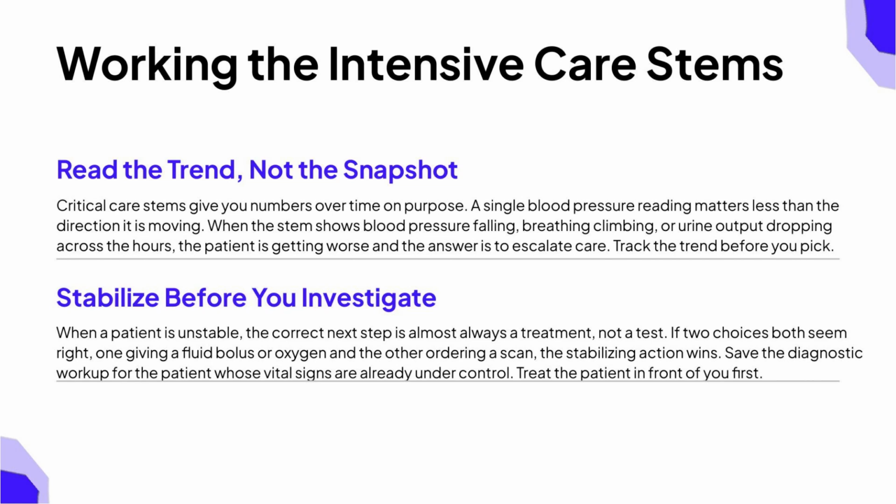When the stem shows the blood pressure falling, the breathing rate climbing, or the urine output dropping across the hours, the patient is getting worse, and the answer is to escalate care. Always track the trend before you commit.